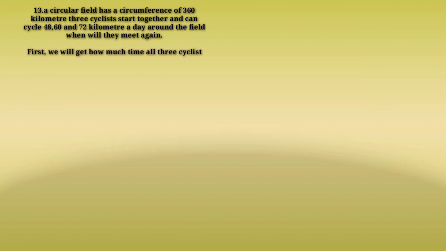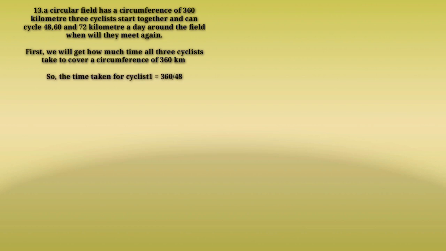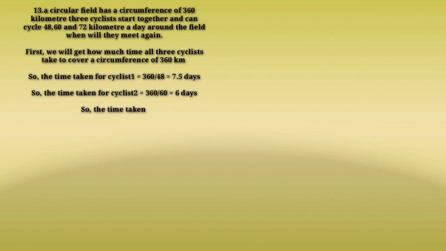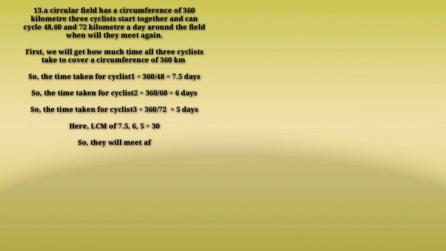First of all students, we will get how much time all 3 cyclists take to cover a circumference of 360 kilometers. So students, the time taken for the first cyclist is 360 by 48. So he takes 7.5 days. Similarly, second takes 6 days, and third cyclist takes 5 days.